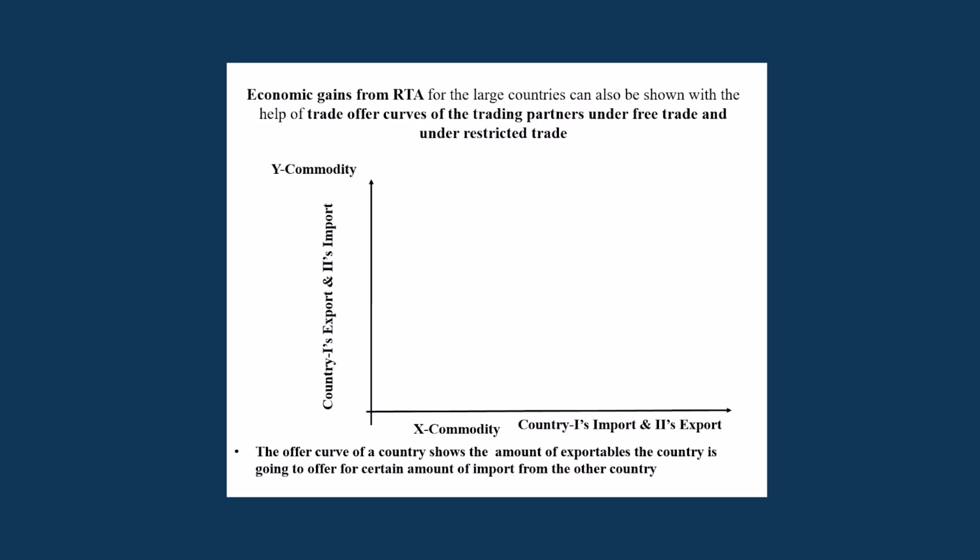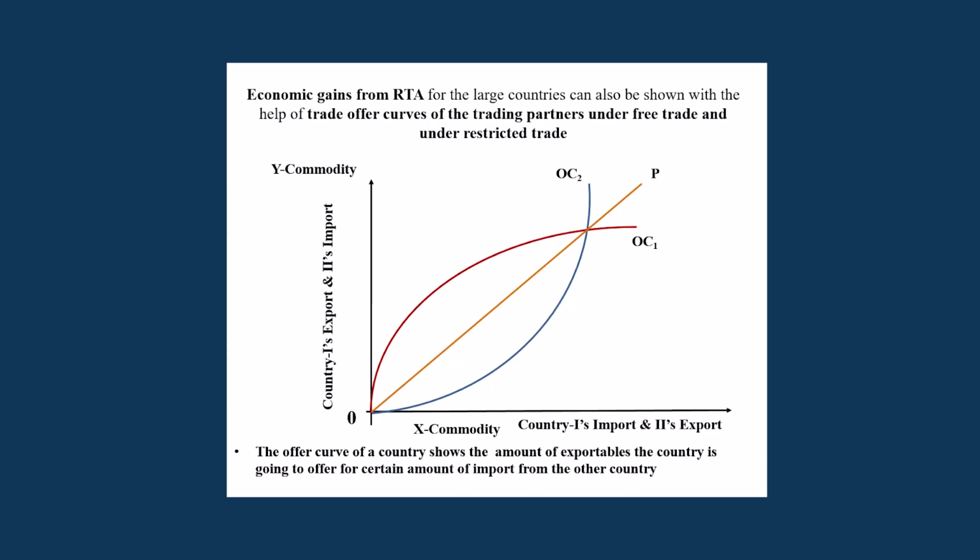Now, what is the offer curve? As you know, I think you have already studied international trade, the offer curve means the amount of exportables that the country is going to offer for a certain amount of import. That is called the offer curve. Now, here, the offer curve looks like this. This red line indicates the offer curve of country 1. Along the horizontal axis, commodity X, it means the importable of country 1 and exportable of country 2. And along the vertical axis, you measure commodity Y, which is the exportable of country 1 and importable of country 2.